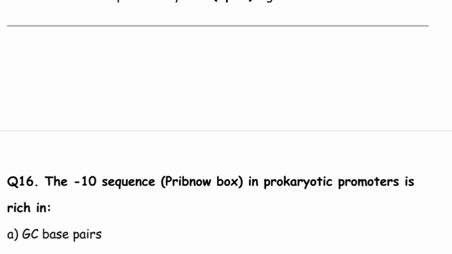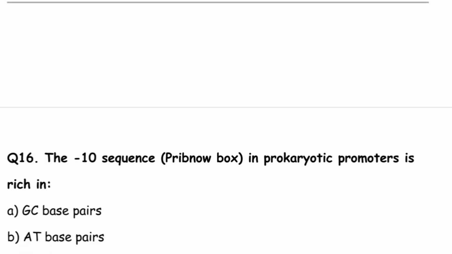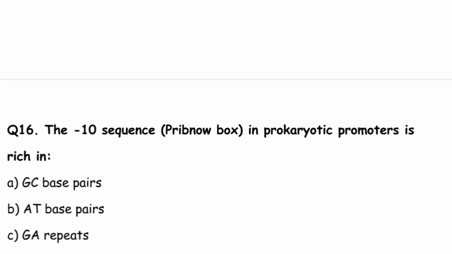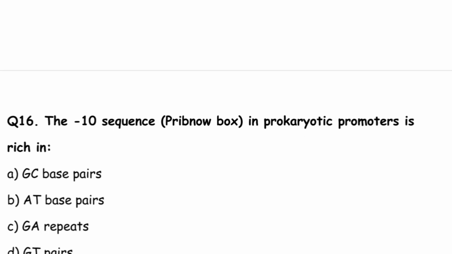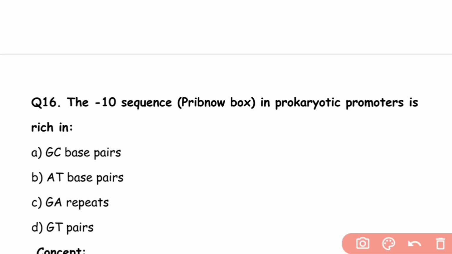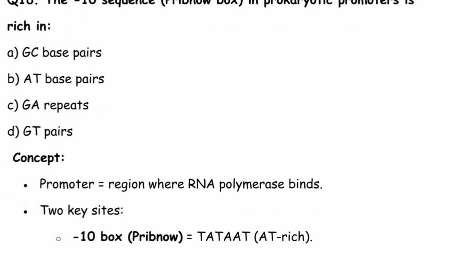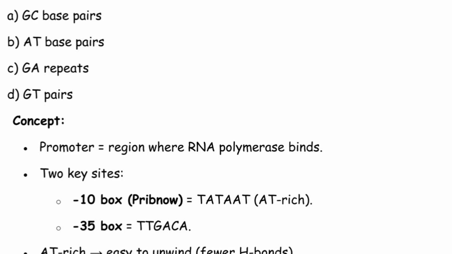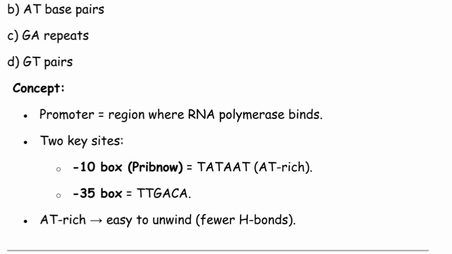Next question. The -10 sequence, that is the Pribnow box, in prokaryotic promoters is rich in A. GC base pairs, B. AT base pairs, C. GA repeats, or D. GT pairs. The correct answer is B, that is AT base pairs, adenine and thymine. Promoter is a region where RNA polymerase binds. It has two key sites: the -35 box, which has the sequence TTGACA, and the -10 box, which is called the Pribnow box, and it has a TATAAT sequence, which is rich in adenine and thymine.